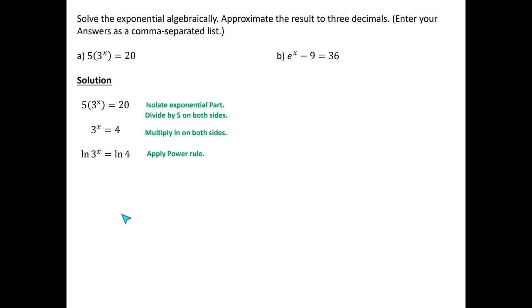If you want an approximation, or if in this case it says to round to 3 decimal places, then you can enter it in your calculator, and we would end up with 1.262.